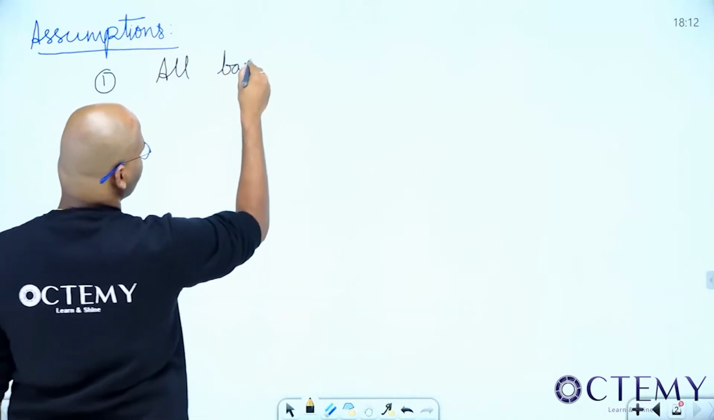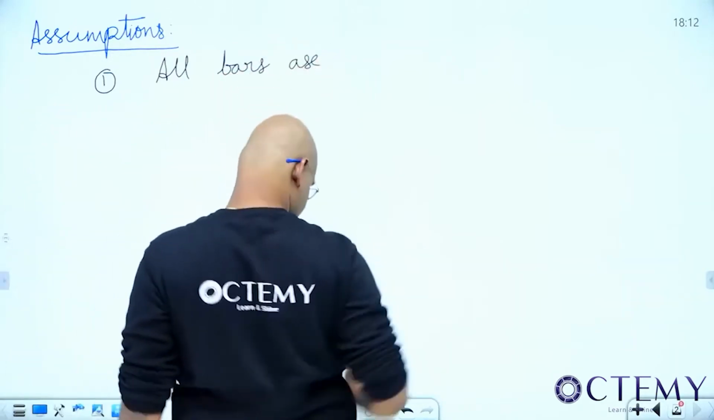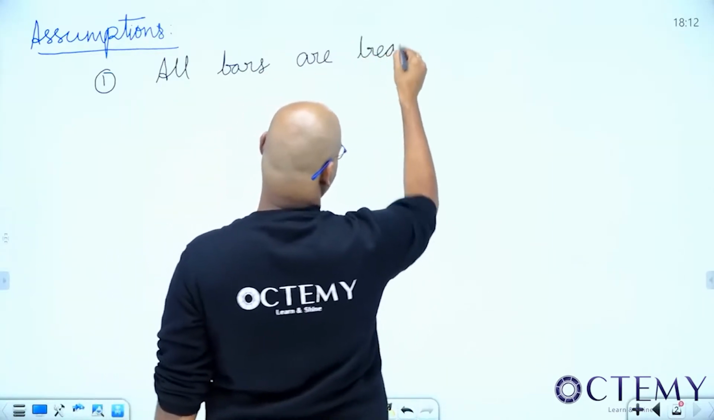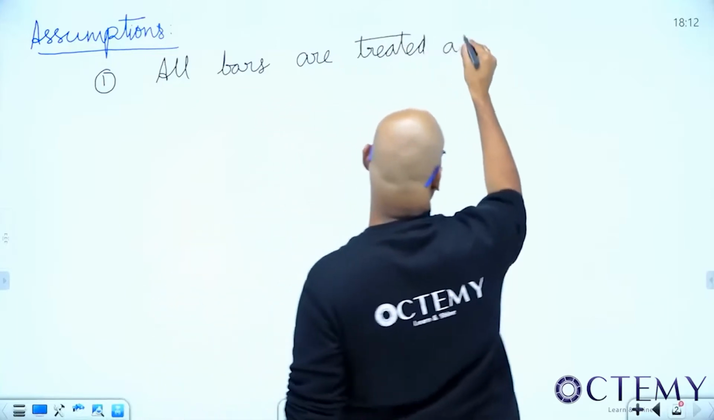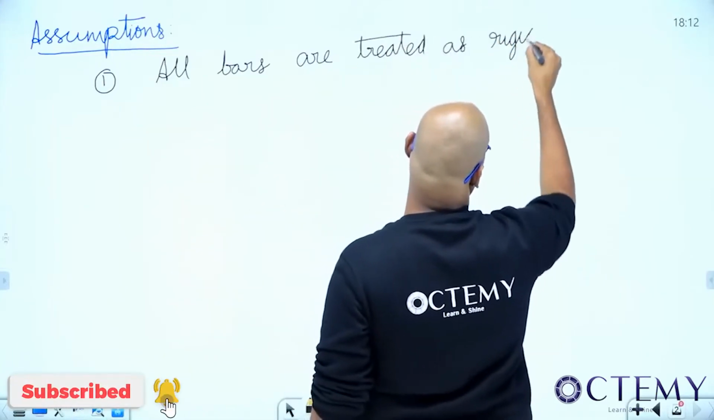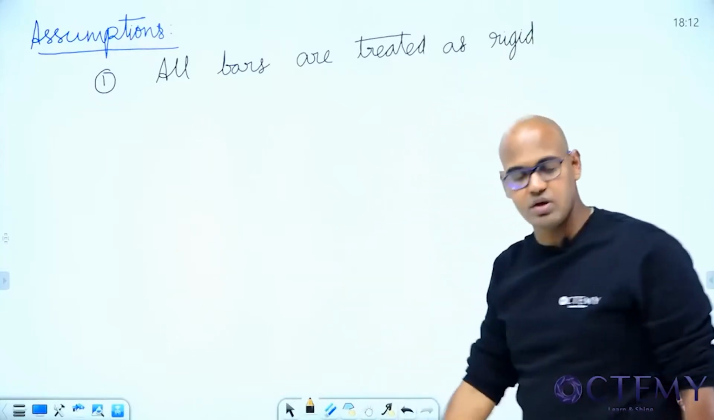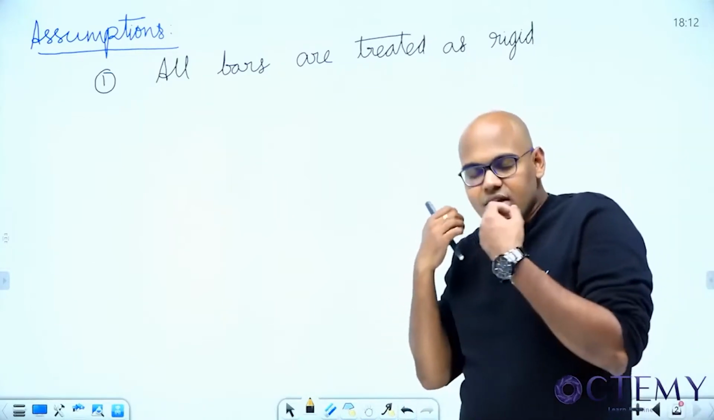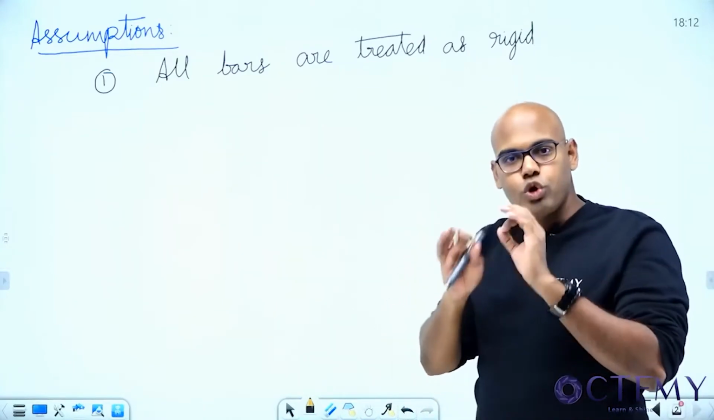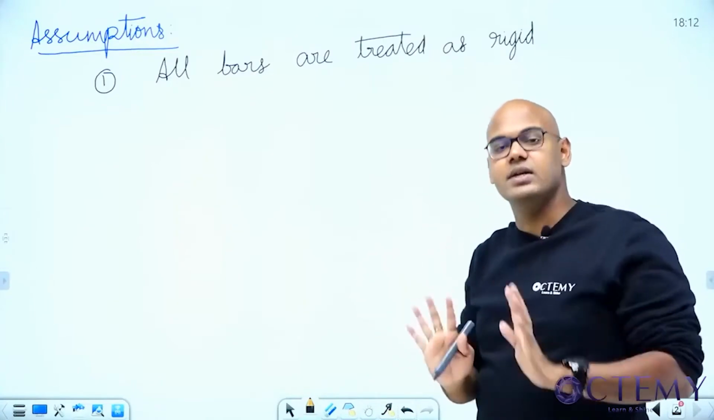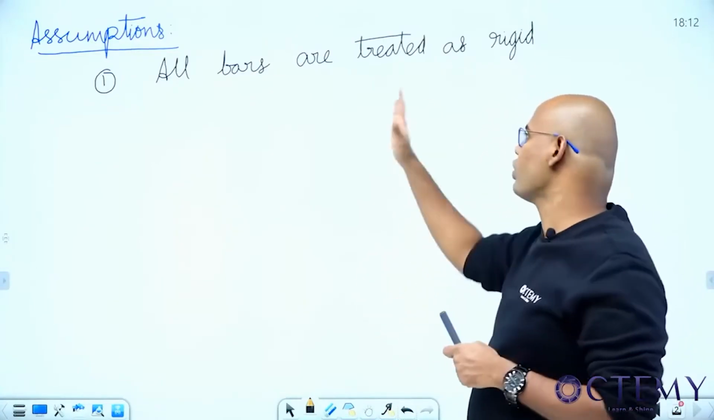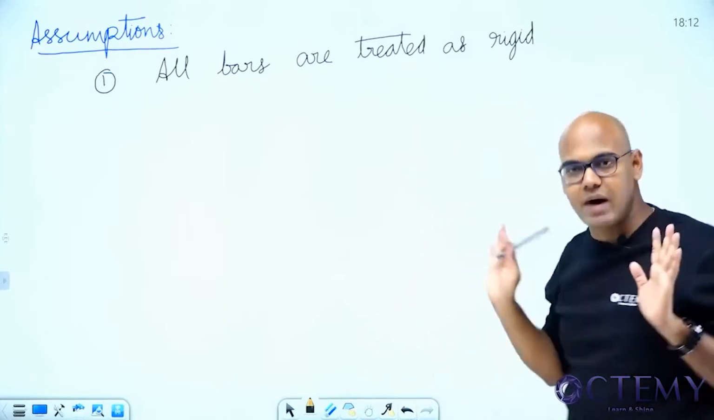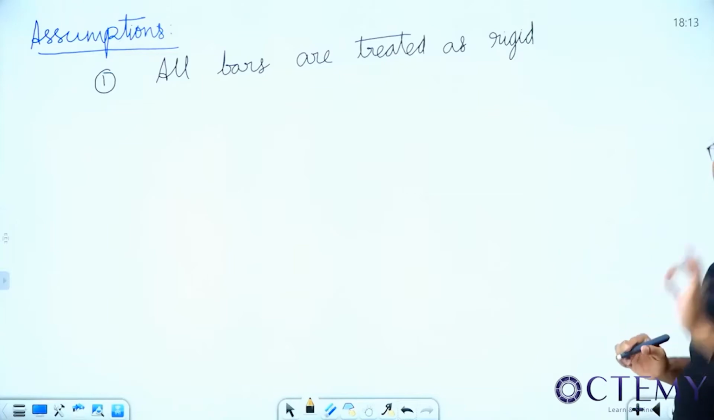all bars are treated as rigid. What do you mean by all bars are treated as rigid? In reality, they will have deflections, because in this world there is no rigid body at all. But as of now, we are not going to consider stresses or deflections, whatever is happening in them. So I'm going to take all bars as rigid bars. All bars are treated as rigid.